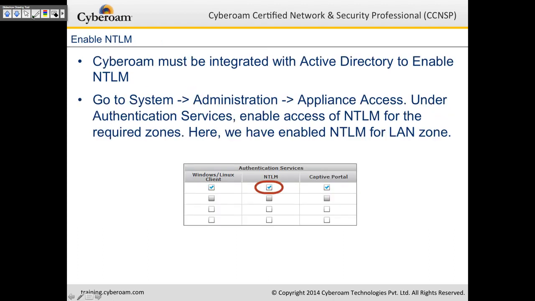Now how do you enable NTLM? Cyberoam must be integrated with Active Directory to enable NTLM, and then it's fairly easy on the configuration part in Cyberoam. You need to go to System, you need to go to Administration and Appliance Access. Under Authentication Services, you can enable access of NTLM for the required zone. So if you need NTLM from LAN, DMZ, or any other custom zone, you just need to tick NTLM in the Appliance Access.